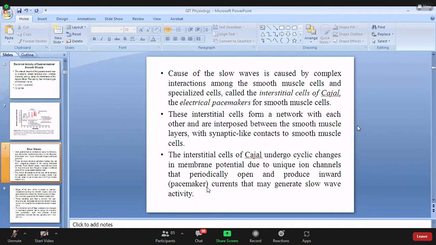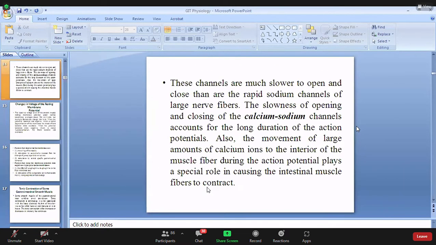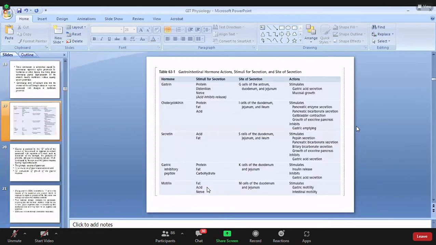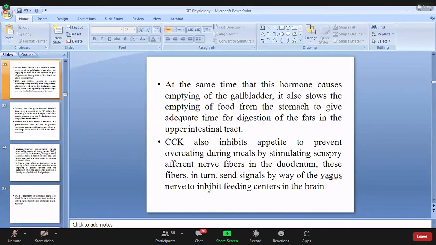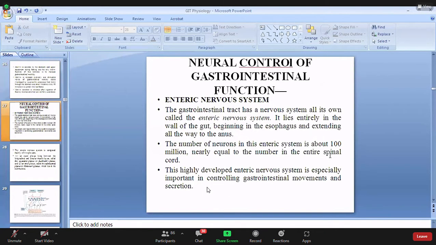Okay, then we will go for the next topic, that is the local hormones. Before that, are you not studying neural activity today? Neural control of the GI tract.